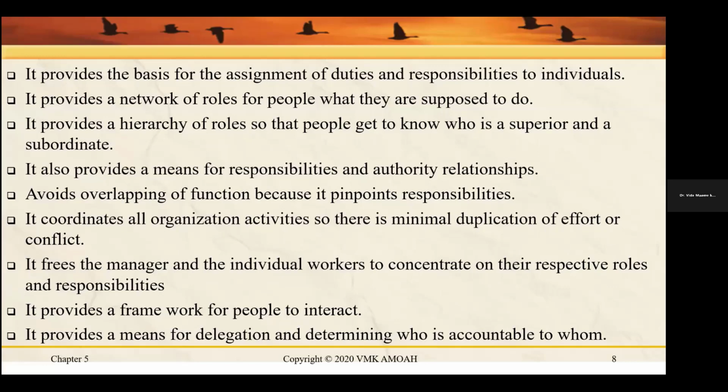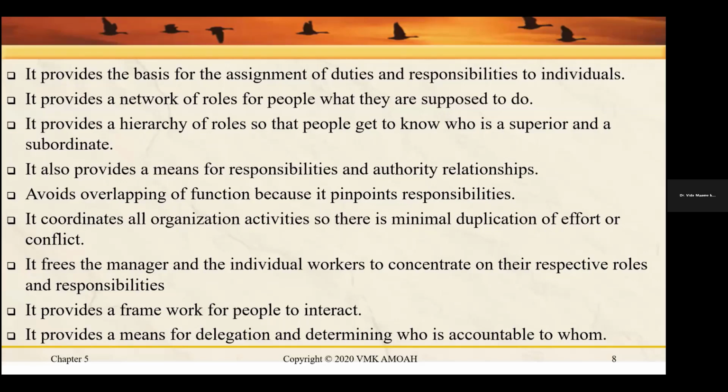So we have the superior-subordinate relationship. Then it provides a means of responsibility and authority relationships as well. It avoids overlapping of functions. You know where you belong, you know your responsibility, your duties, where you're supposed to work. That is the structure we have in every organization, the line and the staff and all those things. It avoids overlapping of functions because it pinpoints what the responsibilities are.